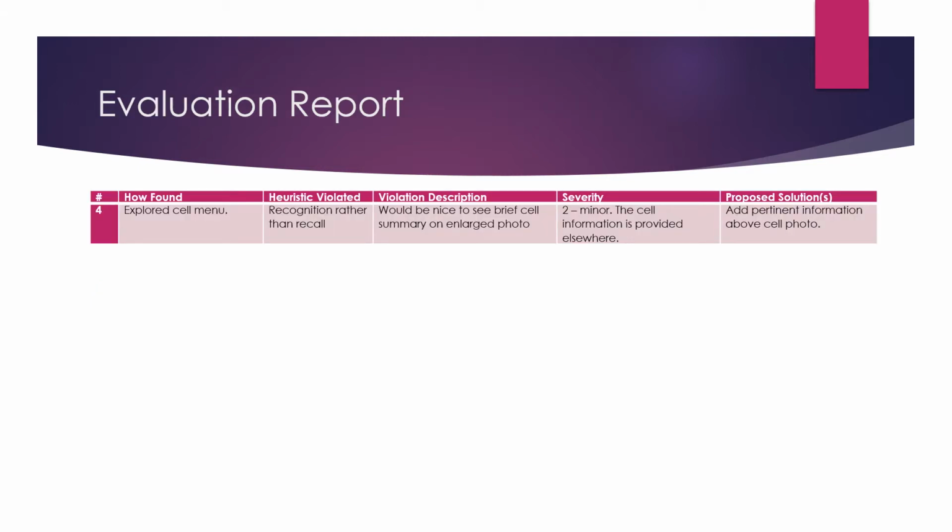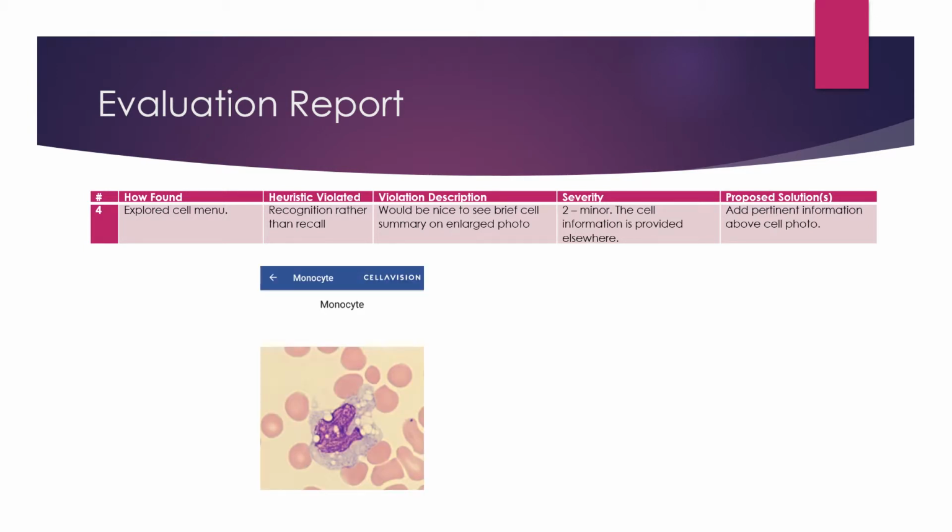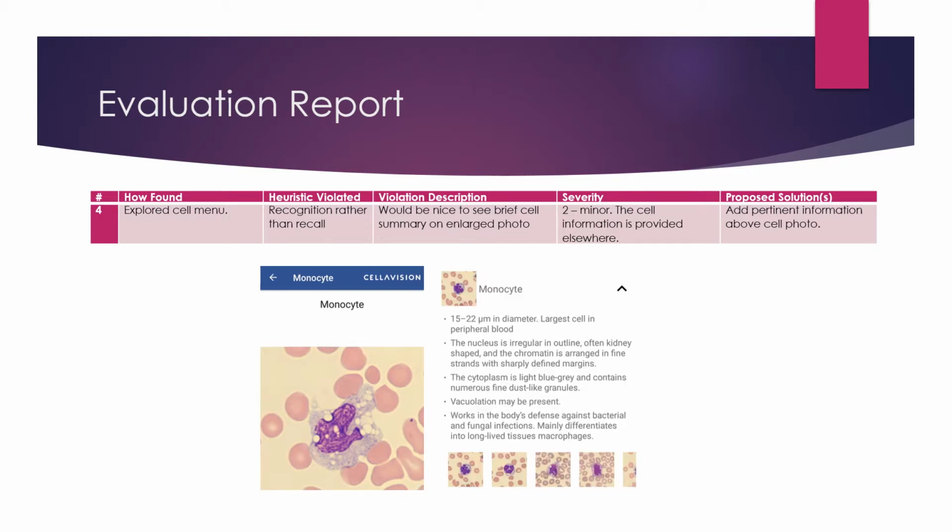My fourth issue with this app is when I was going through this cell menu for recognition rather than recall, I think it would be really nice to see a brief cell summary on the enlarged photo. And here, okay, so this is the enlarged photo of the monocyte. And then this is the short description from the previous screen, which you would have to back out and go look at.